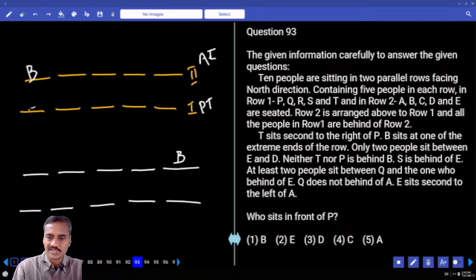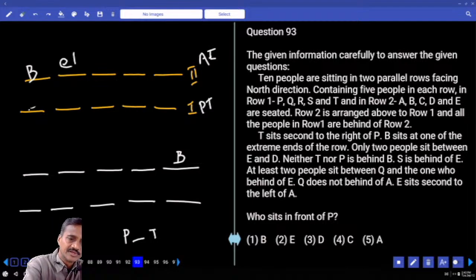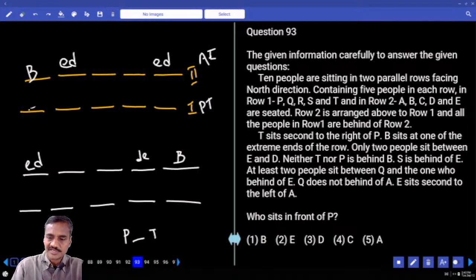T is seated second to the right of P, so T and P must be like this. And only 2 people between E and D. E and D can be at any one of these 2 places. Here also, E and D can be at any one of these 2 places. Neither T nor P is behind B, so T and P cannot be here.